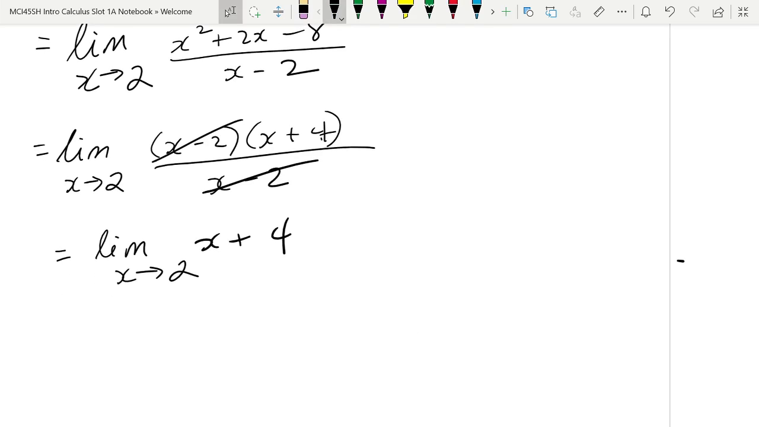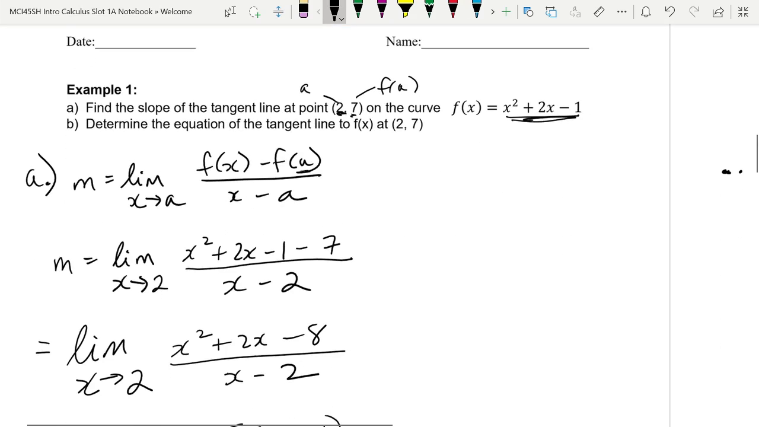And that means that now that I've eliminated the denominator, I can just plug in the 2, and I get 6. So that's the A question. It said find the slope. I found it at 6.